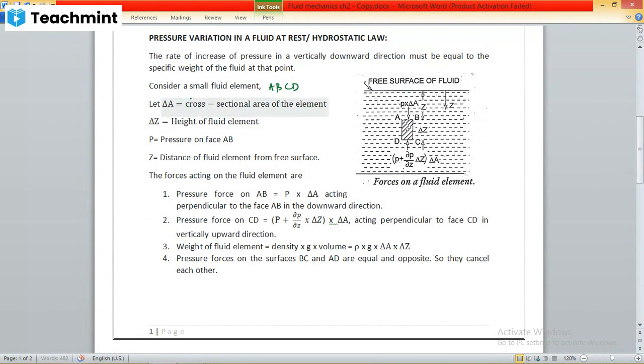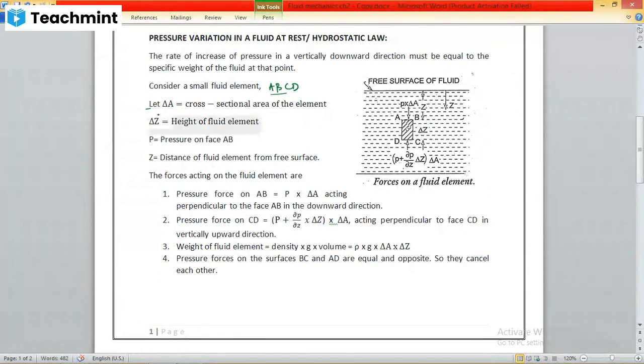So what we have of ABCD? We have del A as the cross-sectional area of the element. Del Z is the height of the fluid element, that is, we can say BC or AD, whichever you want to say. P is the pressure on face AB. Z is the distance of the fluid element from the free surface, as we have already discussed.